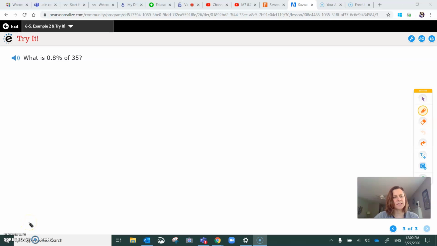This one is from 6-5. It's example 2, the try it, and I think I fixed my pen so things will look better now. We're trying to figure out what is 0.8% of 35.